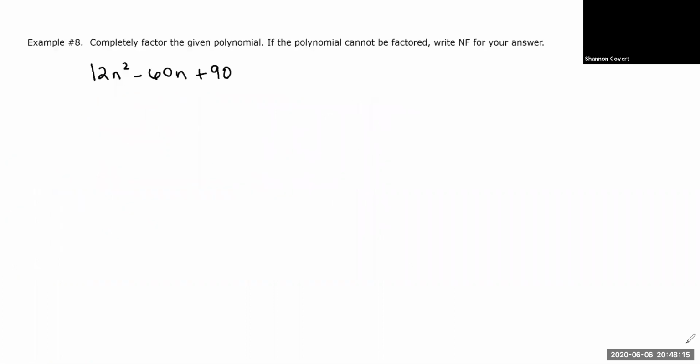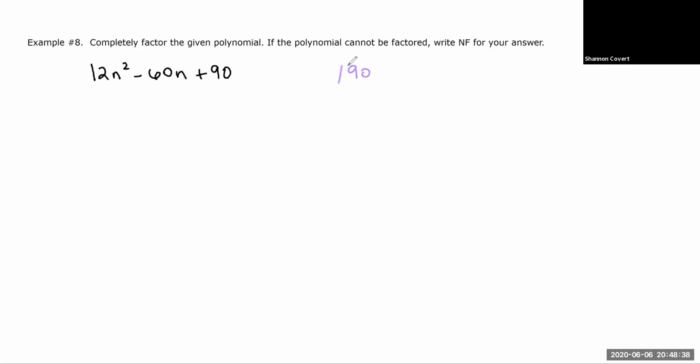So here's our next one. 12n squared minus 60n plus 90. I'm thinking at least 3 goes into all of those. Maybe 6. I know 6 will go into 12. I know 6 goes into 60. Does 6 go into 90? Let's just do a little math over here on the side and see.